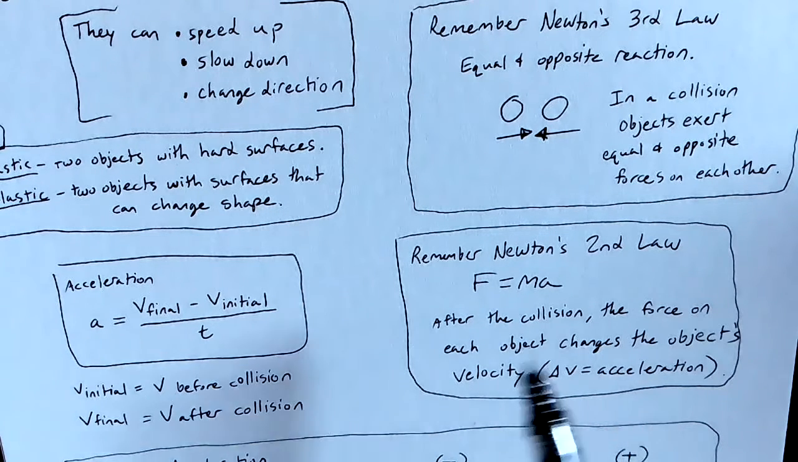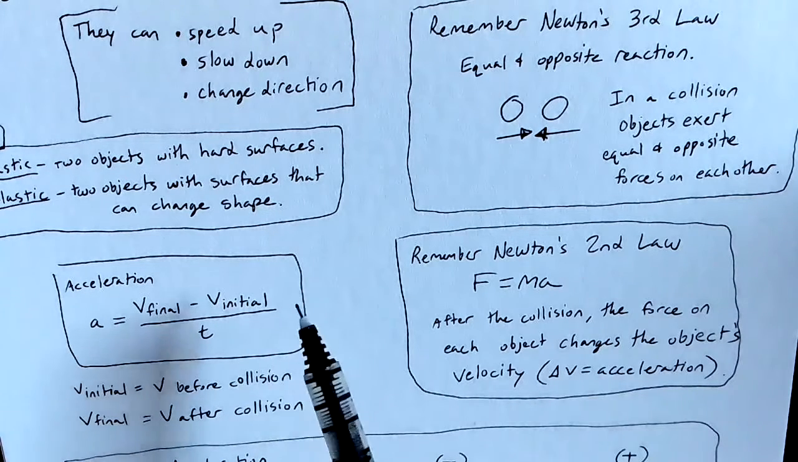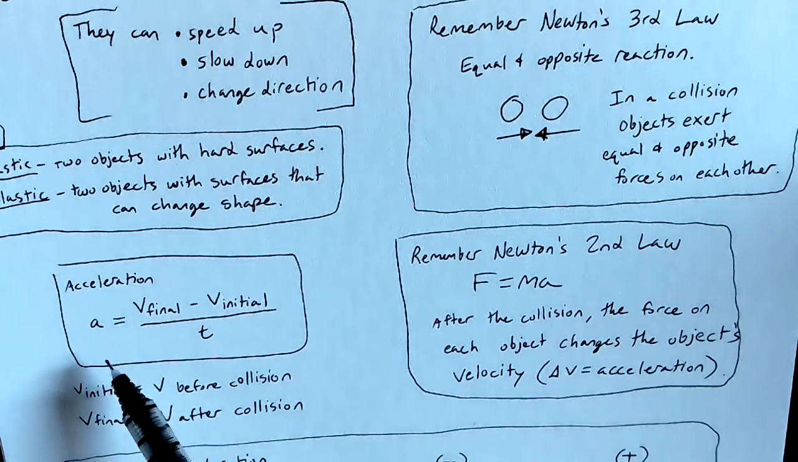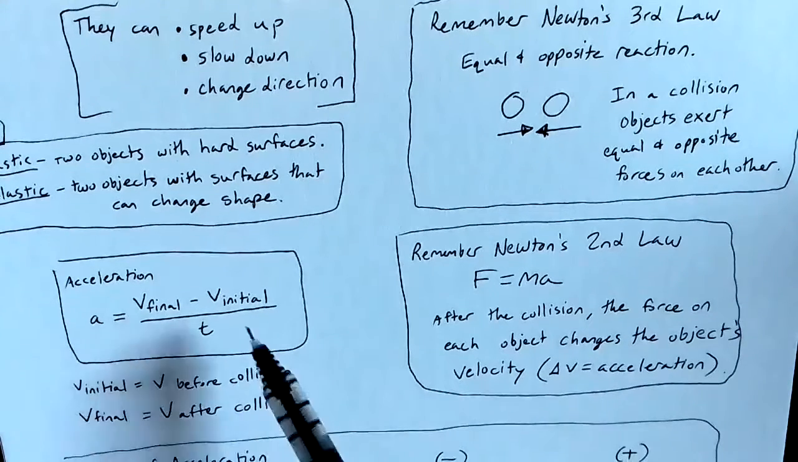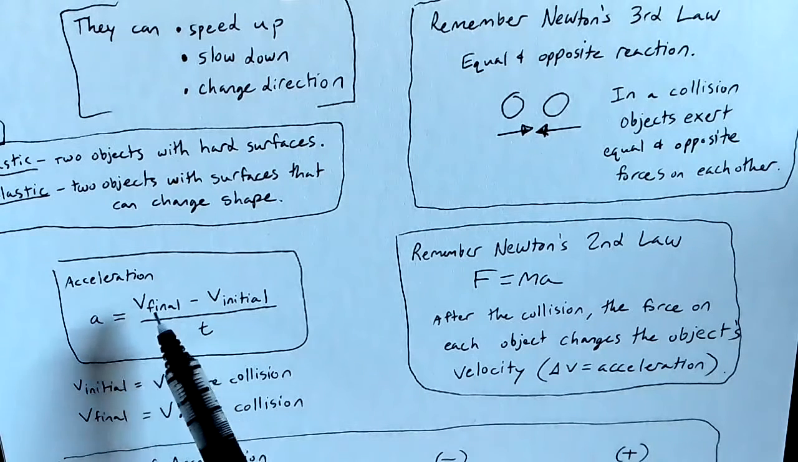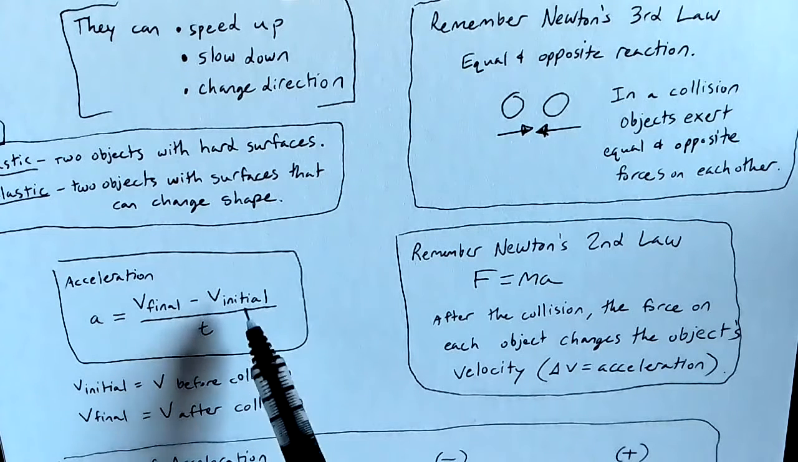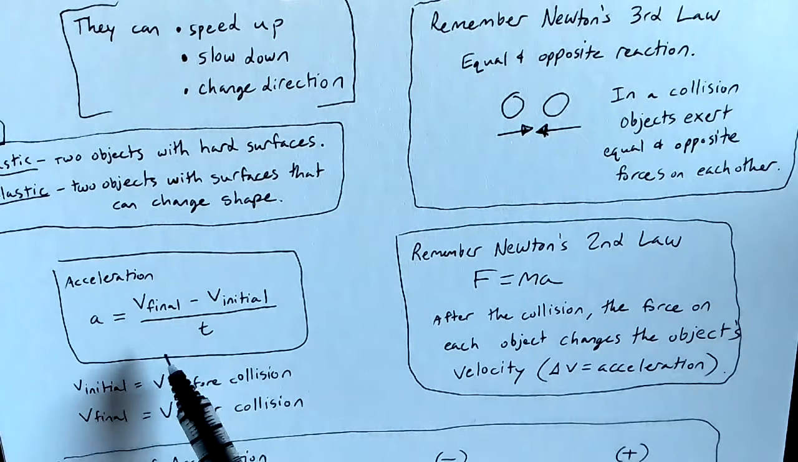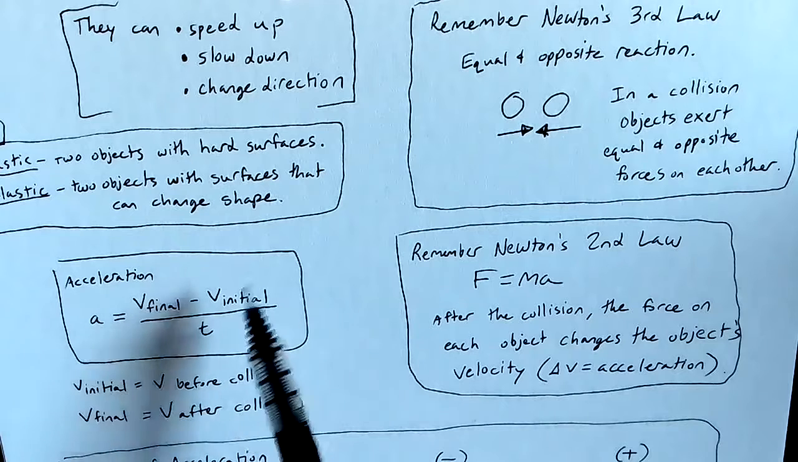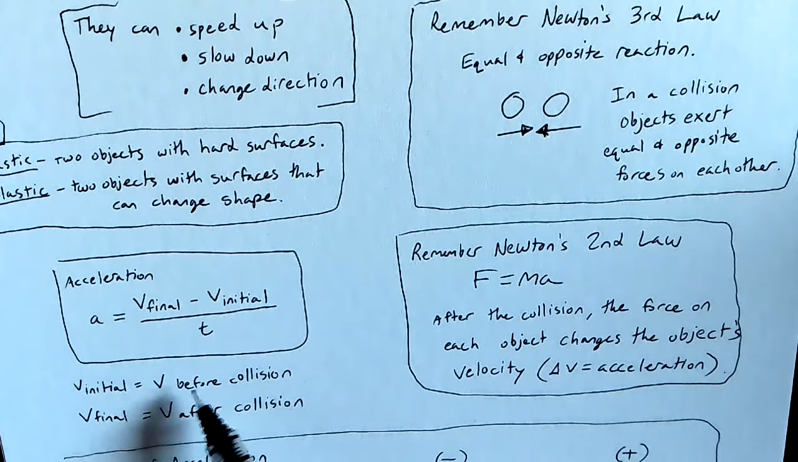So we can look at how the change in velocity determines the acceleration, or how the collision accelerated the objects. We can look at the final speed after the collision minus the speed the objects were going before the collision, and the amount of time it took, right? So that's all that really means. V initial is the velocity before the collision. V final equals the velocity after the collision.